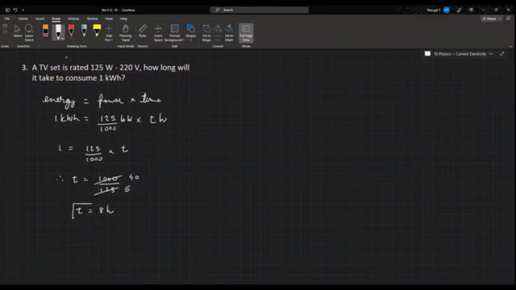So even for 1 kilowatt, don't we have to convert it into 1000? No, this is 1 kilowatt hour. That is because power is in kilowatt and time in hours. So kilowatt into hours.